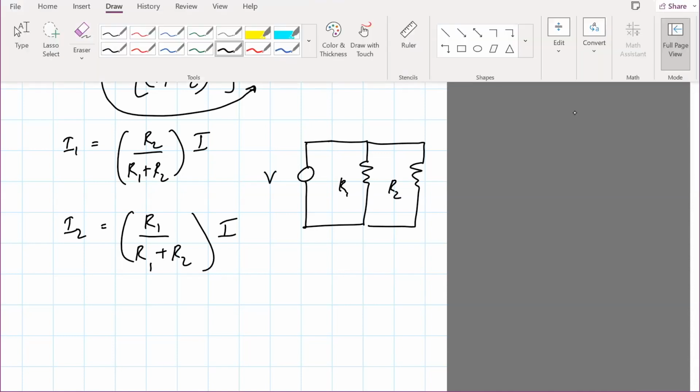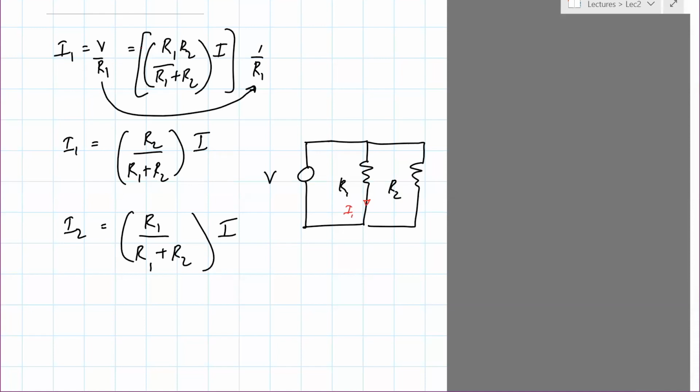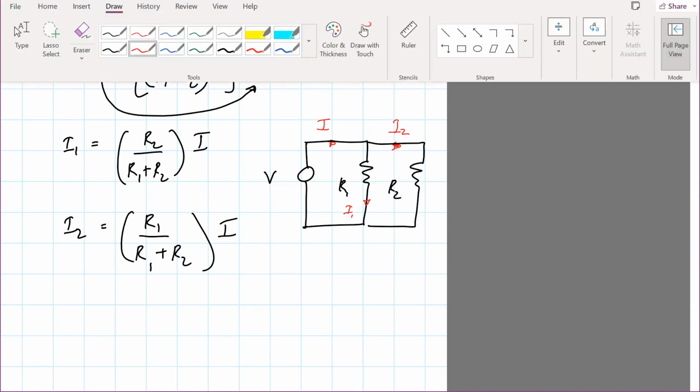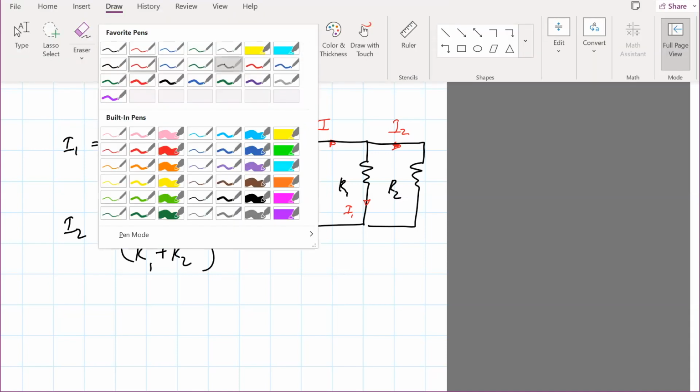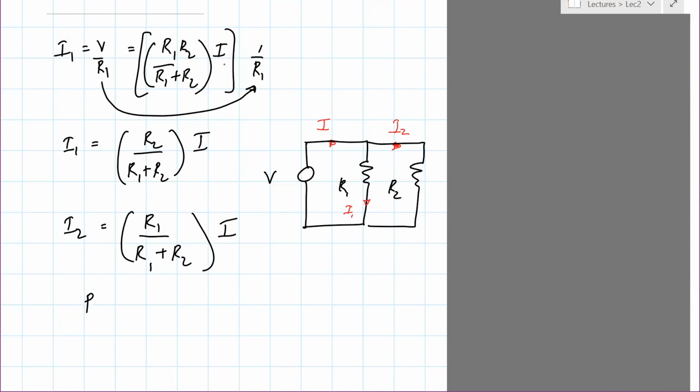Okay, so remember we were analyzing this circuit. I1 and I2 were the currents here. So what's happening here is you can see that the total current, the net current, is getting divided as a ratio R2 divided by R1 plus R2. So this circuit is called a current divider circuit because what it does essentially is divide the current into two parts depending on the values you choose for R1 and R2. So this is the parallel current divider circuit.